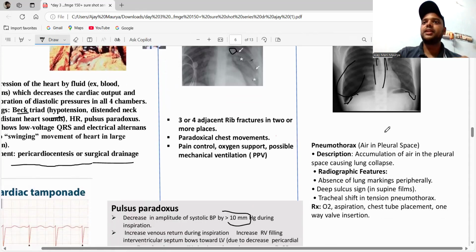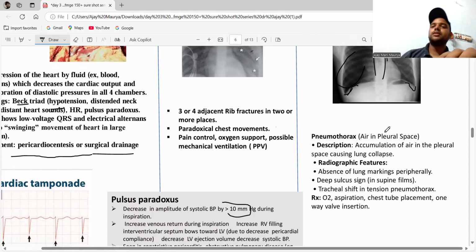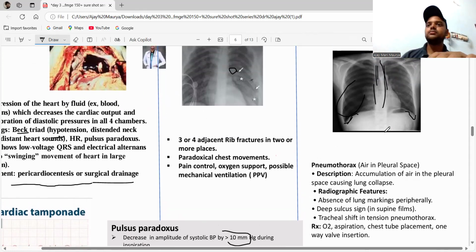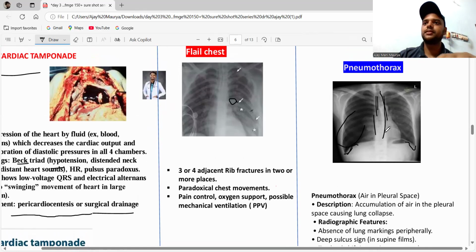For treatment, you have to give oxygen and aspiration. You have to aspirate because there is air and more CO2. Then do chest tube placement with a one-way valve. That's it.